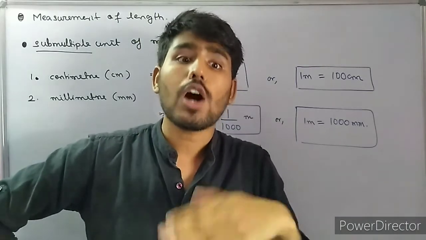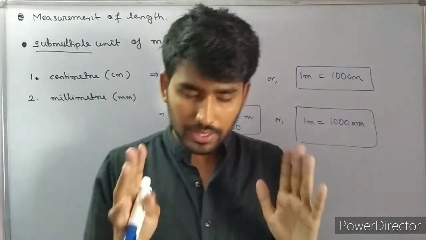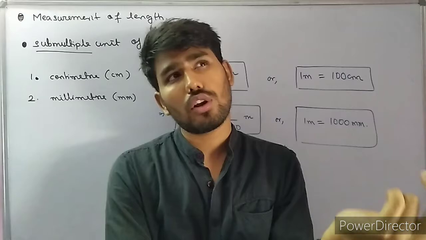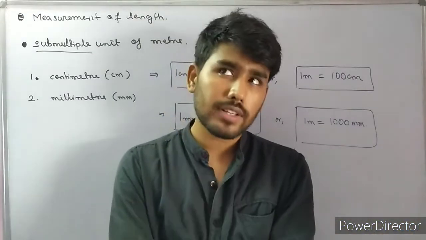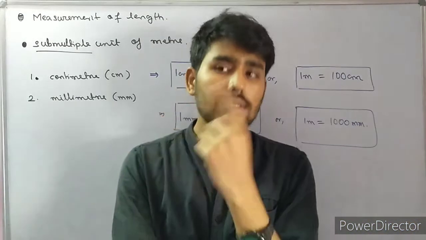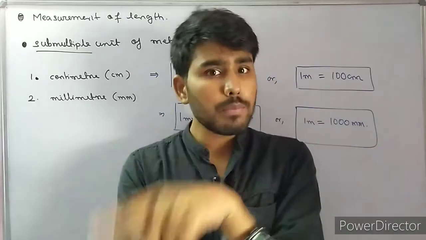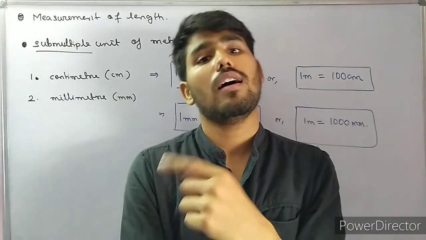Centimeter is a smaller unit. How much smaller? Just remember like this. Centimeter is 100 times smaller than meter. In other words, meter is a bigger unit than centimeter. How much bigger? 100 times.